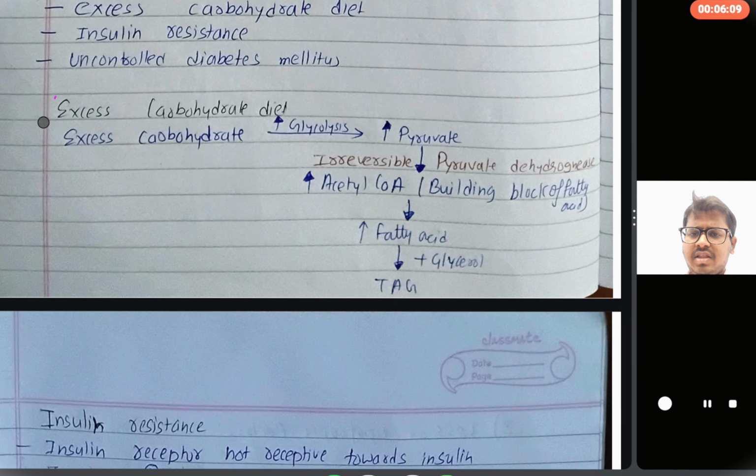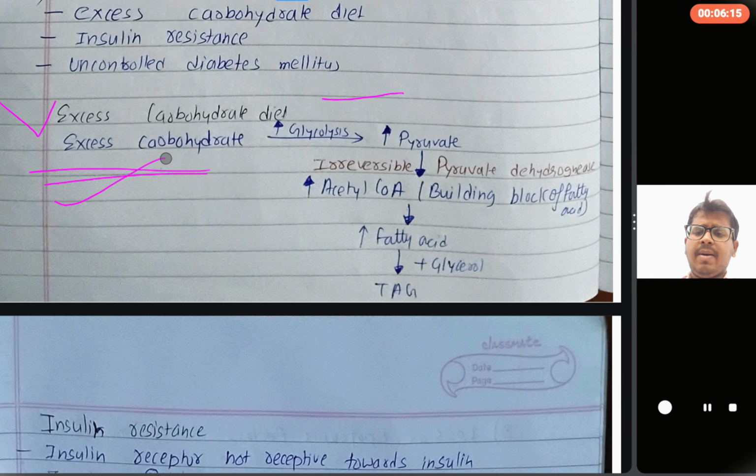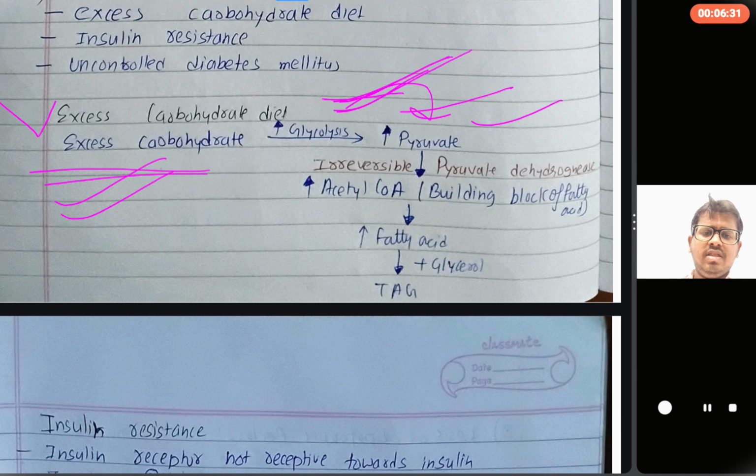So, excess carbohydrate diet. If we take more carbohydrate, there will be increased glycolysis. With increased glycolysis, there is formation of pyruvate. In glycolysis, what happens? Glycolysis is basically the conversion of glucose to pyruvate. With increased pyruvate, it goes into formation of acetyl coenzyme A, the building block of fatty acid. What is acetyl coenzyme A? It is a building block of fatty acid. It forms through pyruvate dehydrogenase, and this step is irreversible.